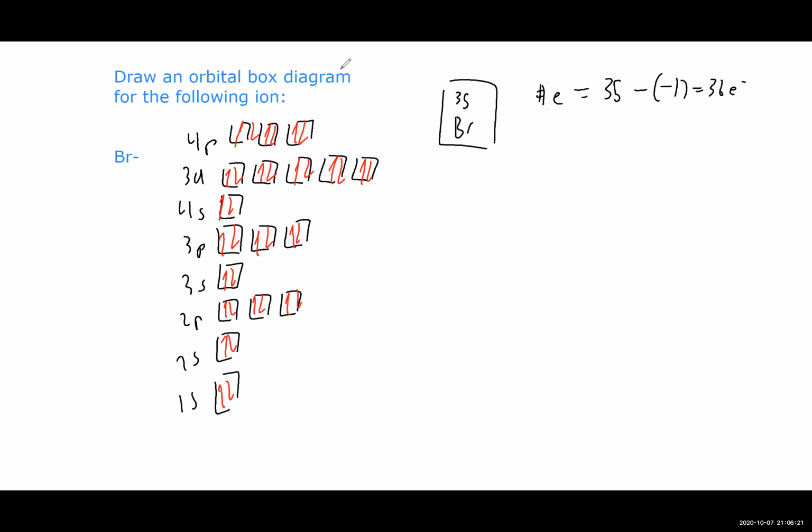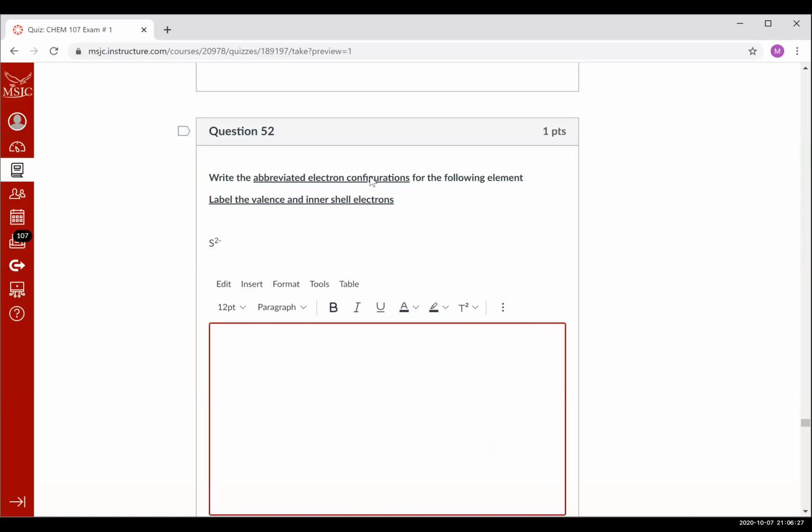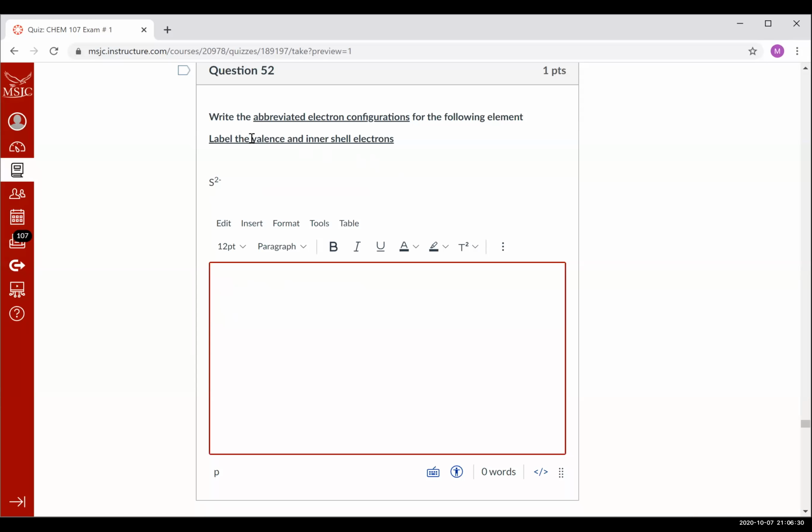Okay, so let's keep going with this. In this case, we're asked to write the abbreviated electron configurations. So for sulfur 2-, our preceding noble gas to sulfur is neon. And so we'd write this configuration with 2 extra electrons. So it would be 3s2, 3p6, with these outer electrons being the valence electrons and the noble gas core being the core electrons. Does that make sense to everyone?